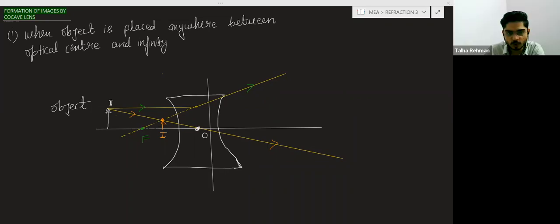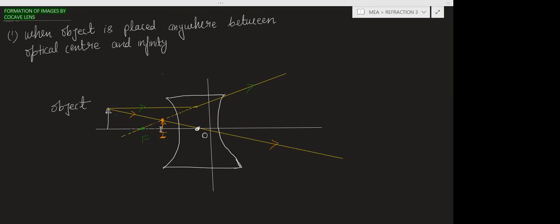So this is your object, this is your image. This image is smaller than the object, meaning diminished. And are these two rays of light actually meeting, or are they just appearing to meet at this point? They are appearing to meet.